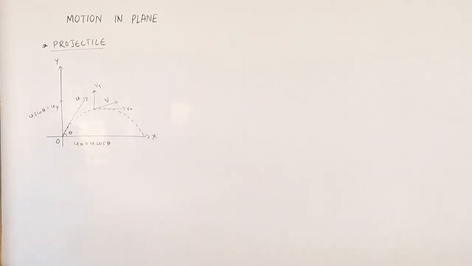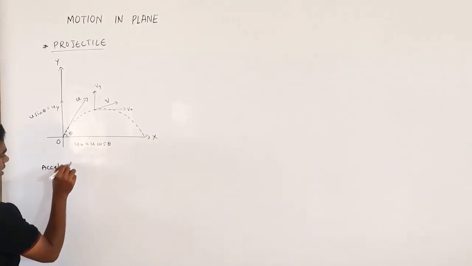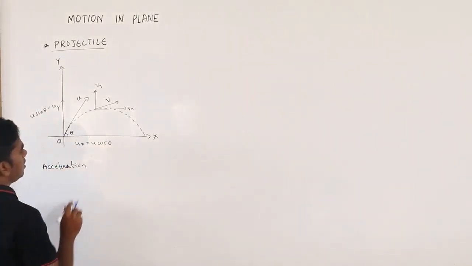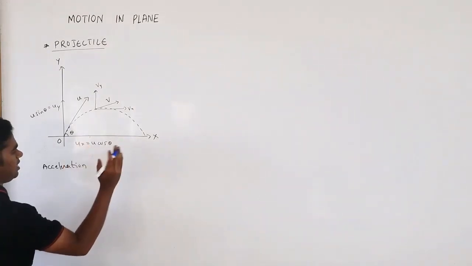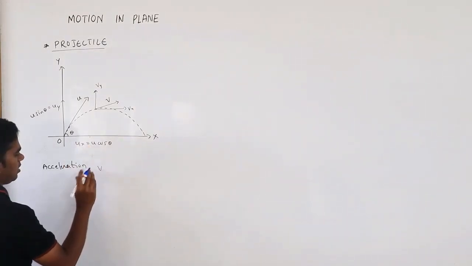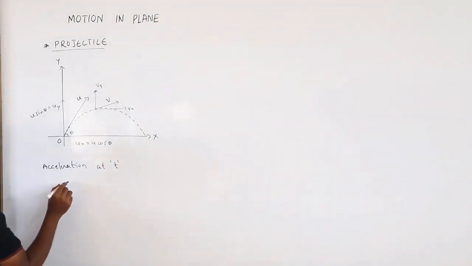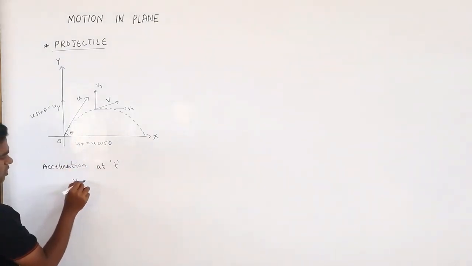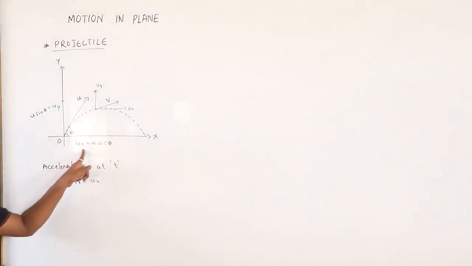So let me write the assumption. What is that assumption? The assumption about the acceleration. What is the acceleration? What is vx, meaning velocity along the x-axis? So vx is going to be ux. Yes or no? Because velocity is constant along the x-axis.